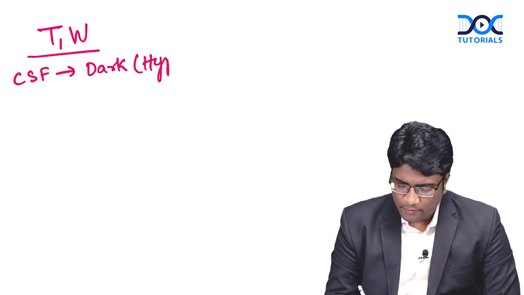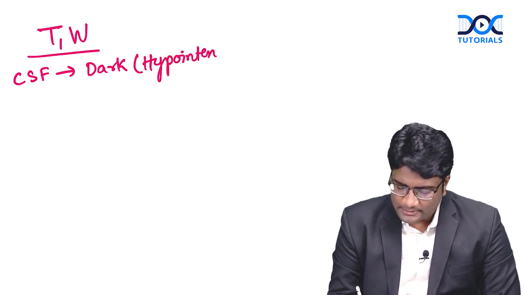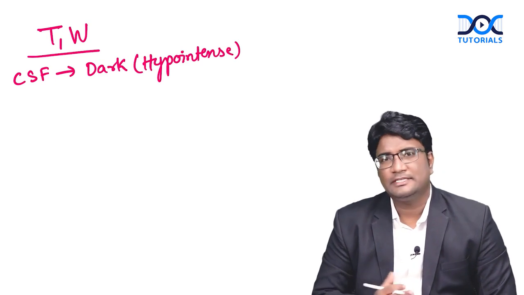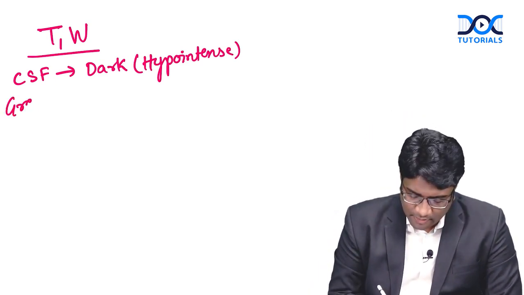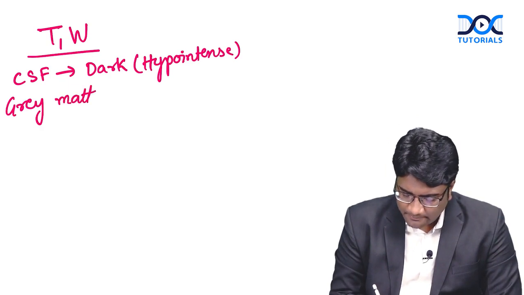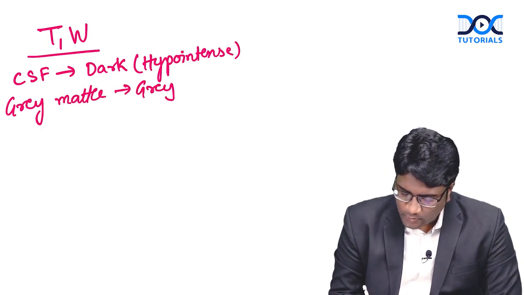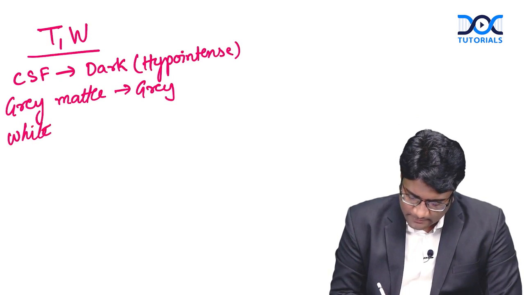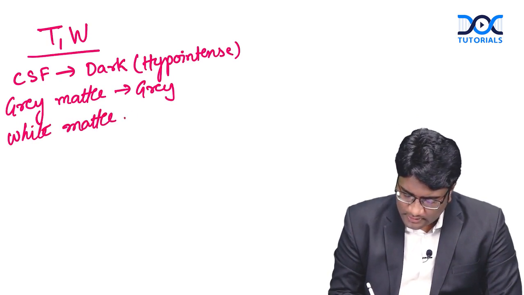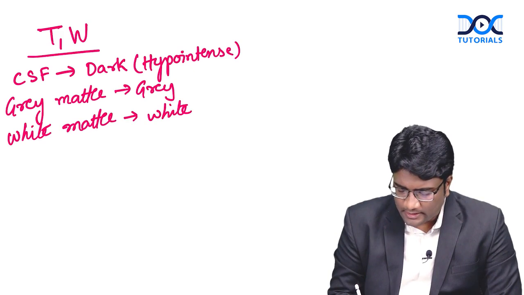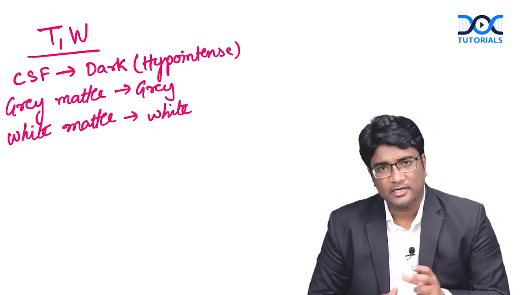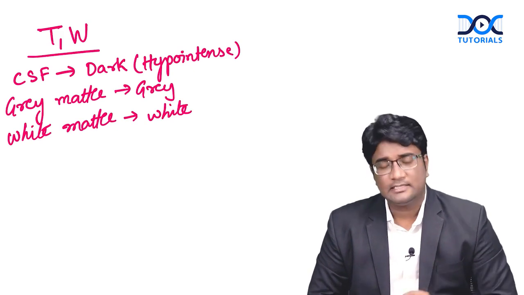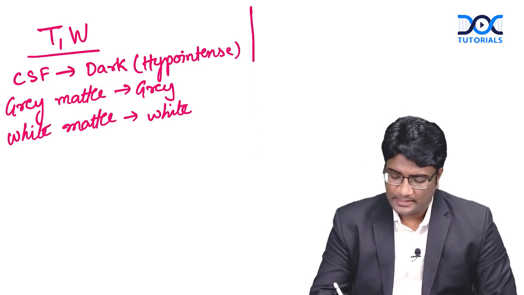You call it hypointense. It appears dark or hypointense. So any CSF or fluid signal appears hypointense on a T1 weighted image. And the gray matter of the brain appears gray and the white matter appears white. So this is how we have a T1 weighted image. They go by their names. Gray appears gray, white appears white, and the CSF appears dark or hypointense on T1 weighted imaging.